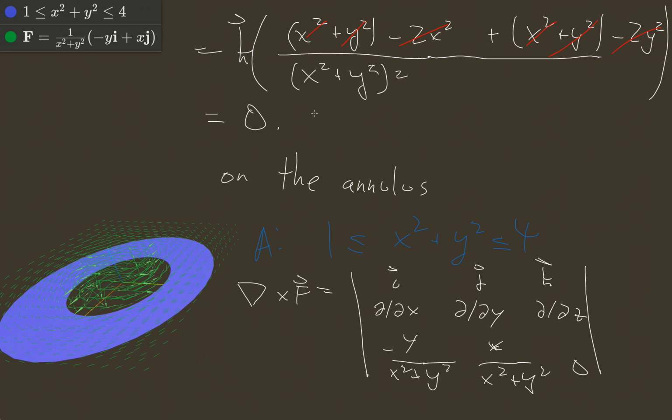So we don't need to even parameterize this surface because the curl is 0, so the integral over A, as I called it, is going to be 0. So to verify Stokes' theorem, we just need to verify that the integral on the boundary is also 0.